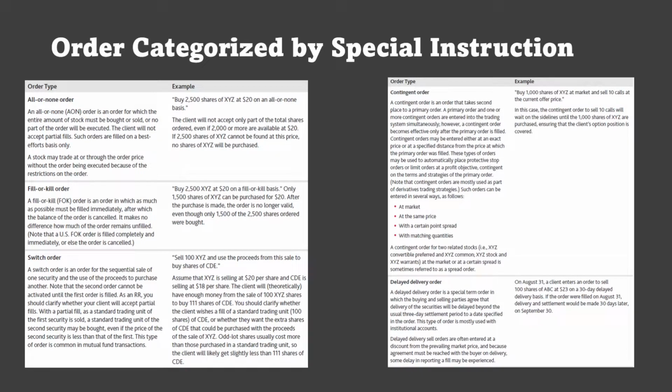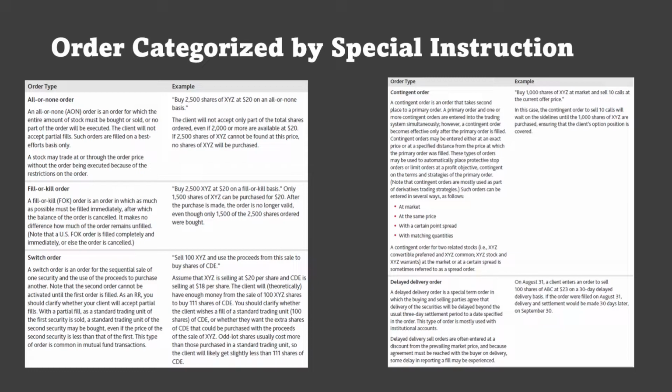A switch order is an order for the sequential sale of one security, and then you use the proceeds to purchase another security. You also have a contingent order, which is an order that takes second place to a primary order, and a primary order and one or more contingent orders are entered into the trading system simultaneously.